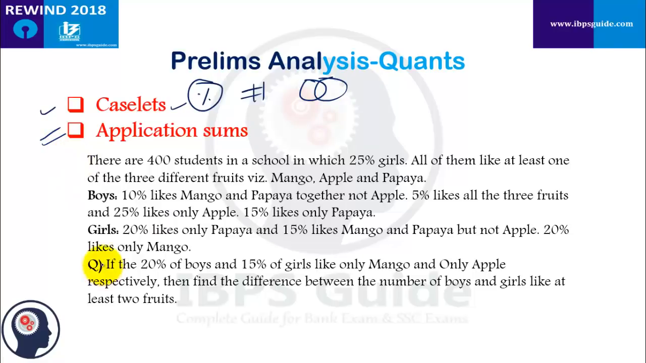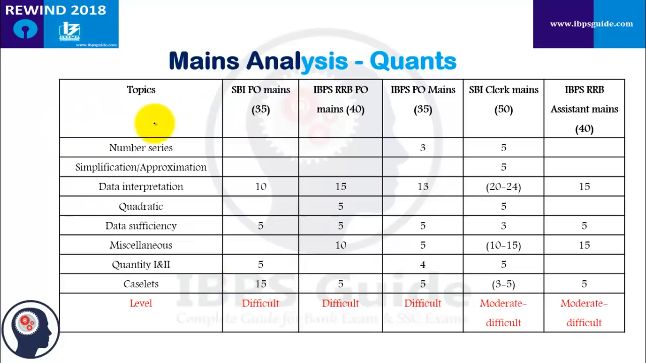Likewise in application sums also. Now let's move toward the mains level of quant section. Alright, so in number series in SBI PO mains exam no question is asked. See, in IBPS RRB PO mains 40 number of questions, but no question is asked from number series. Likewise in IBPS PO mains 35 number of questions will be there, but number series 3 questions are asked, but the level of the number series is totally different. I will discuss in the next slide.